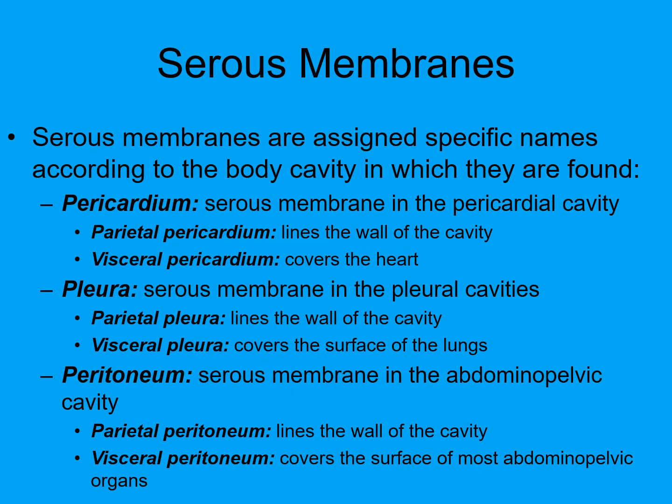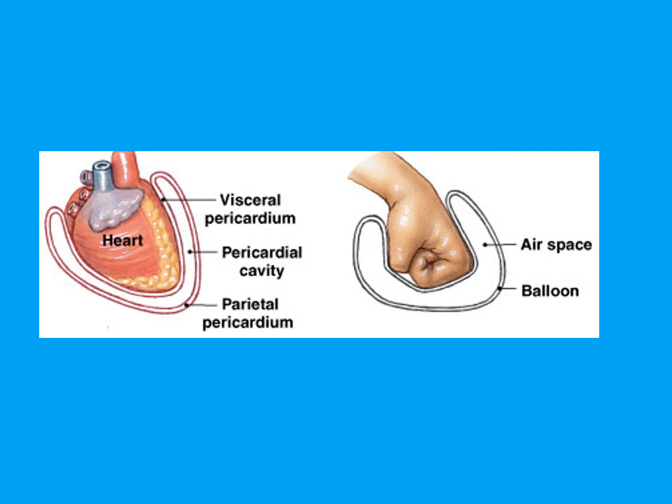Pleurisy is when this membrane becomes inflamed, and it's going to be painful because it's going to hurt every time you inhale and exhale. The peritoneum is the membrane that's found in the abdominal pelvic cavity. Like I said, it's like a double membrane, so this is trying to show that with the heart. The visceral pericardium, the visceral membrane, is going to be right up against the organ. And then the parietal one is the outer one from the visceral, and then here is the cavity right here that has the fluid in it.